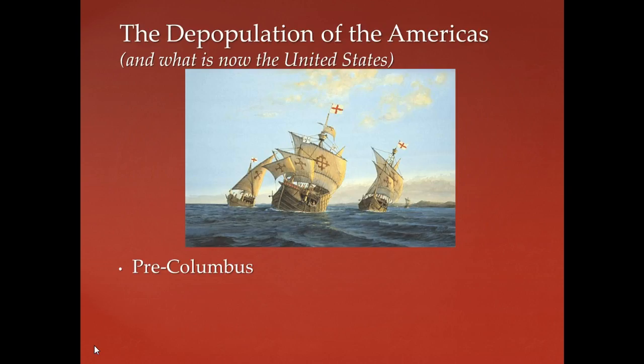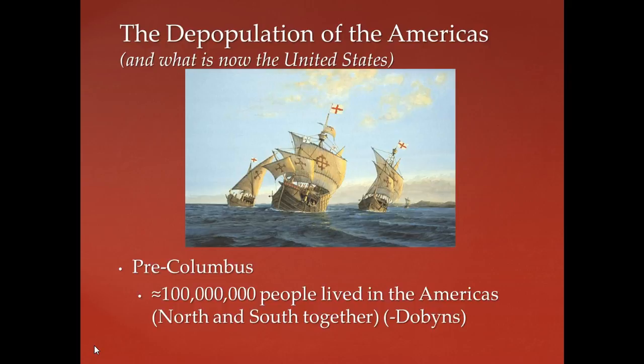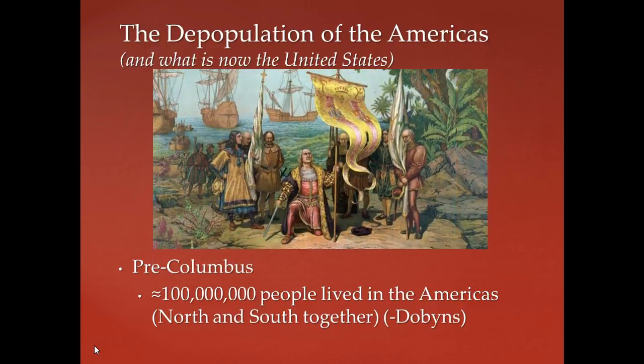Before Columbus, it's estimated by anthropologist Henry Dobbins that the population in the Americas as a whole was close to 100 million. Within the first 130 years post-Columbus, however, 95% of the natives had died.